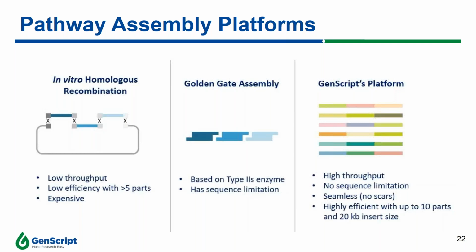So in order to overcome this limitation, GenScript established our in-house assembly platform that allows us to perform hundreds to thousands of assemblies simultaneously, and it has no sequence limitation. And because our approach does not utilize the type 2S enzyme to cut and ligate, the end product has no scar. And what is important is that our assembly platform allows us to assemble more than 10 fragments at a time.